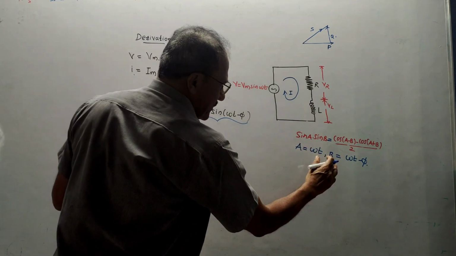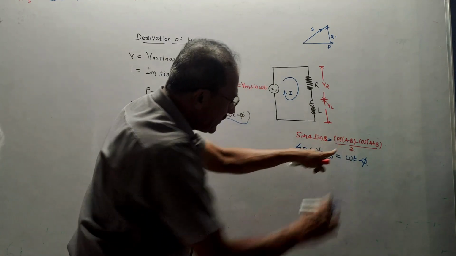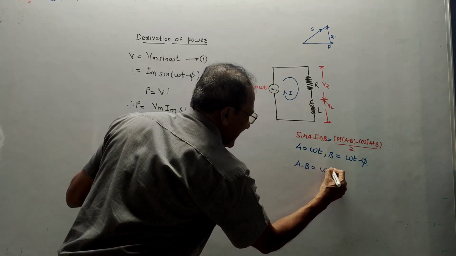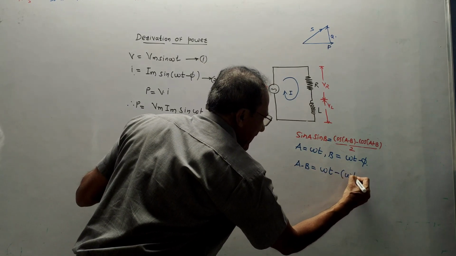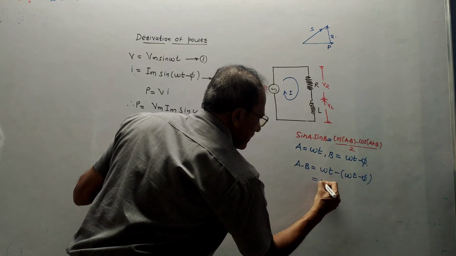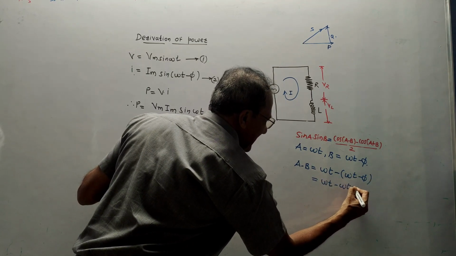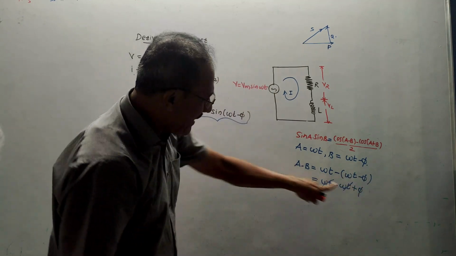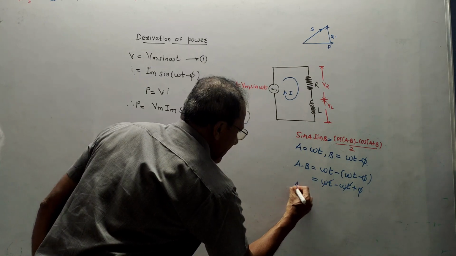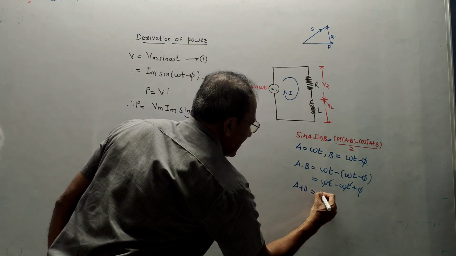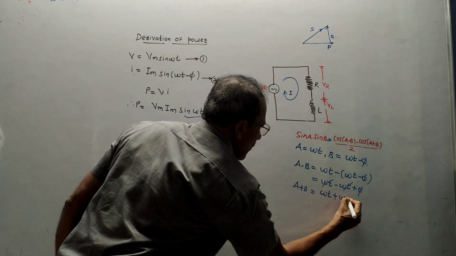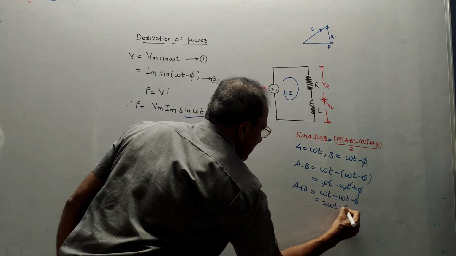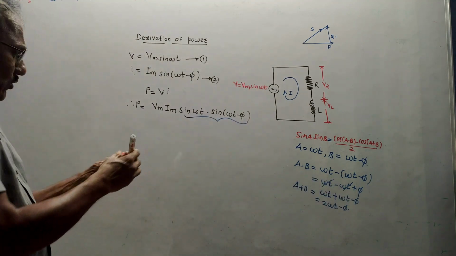So let us make use of the simple formula. Do remember here in the first term I have cos A minus B. So A minus B can be written as omega t minus of omega t minus phi. This becomes omega t plus phi, minus of minus becomes plus. This gets cancelled, so A minus B is simply phi. Same way A plus B can be written as omega t plus omega t minus phi, which is 2 omega t minus phi.